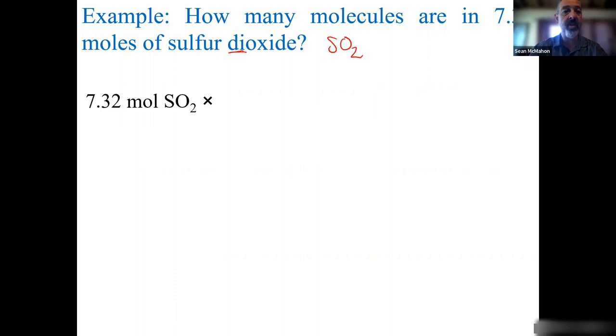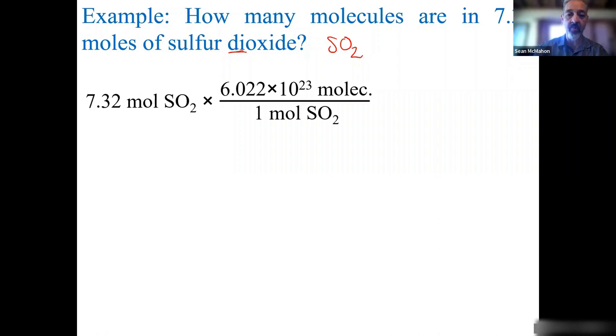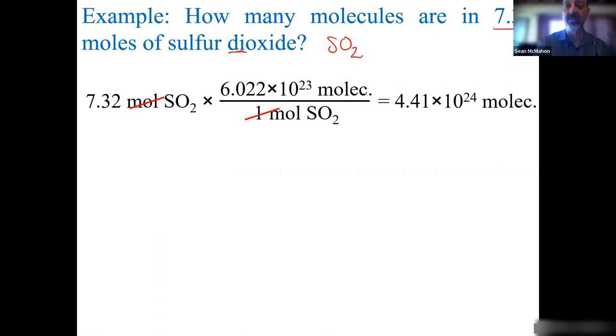But I start with 7.32 moles of SO2. I need to get rid of the unit of moles and go to a number. So I use Avogadro's number. 1 mole of SO2 is 6.022 times 10 to the 23rd molecules of SO2. My final answer has 3 sig figs because I'm using the number in the problem.